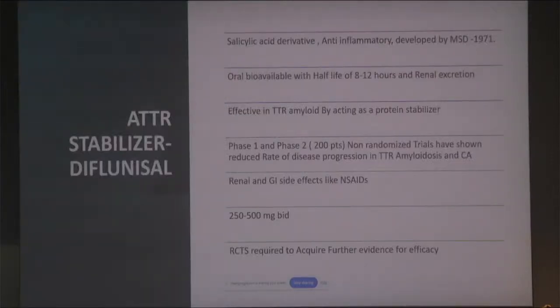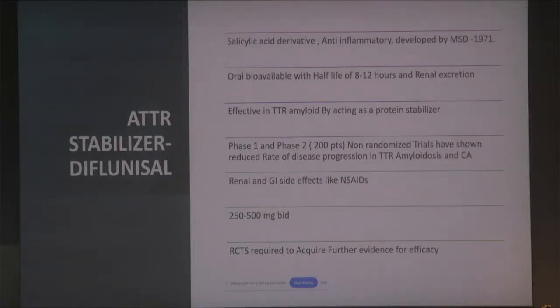So now coming to the other ATTR stabilizer, diflunisal. Diflunisal has been around for a long time. It's something like an NSAID, so not that expensive. So tafamidis now, Pfizer has bought it. Its monthly cost would be around 1.2 lakhs. So I use it. We have it in our clinic now. It's available, but obviously we can't give it to most persons because of the cost. Diflunisal is another drug advocated by many cardiologists who are working in this field.